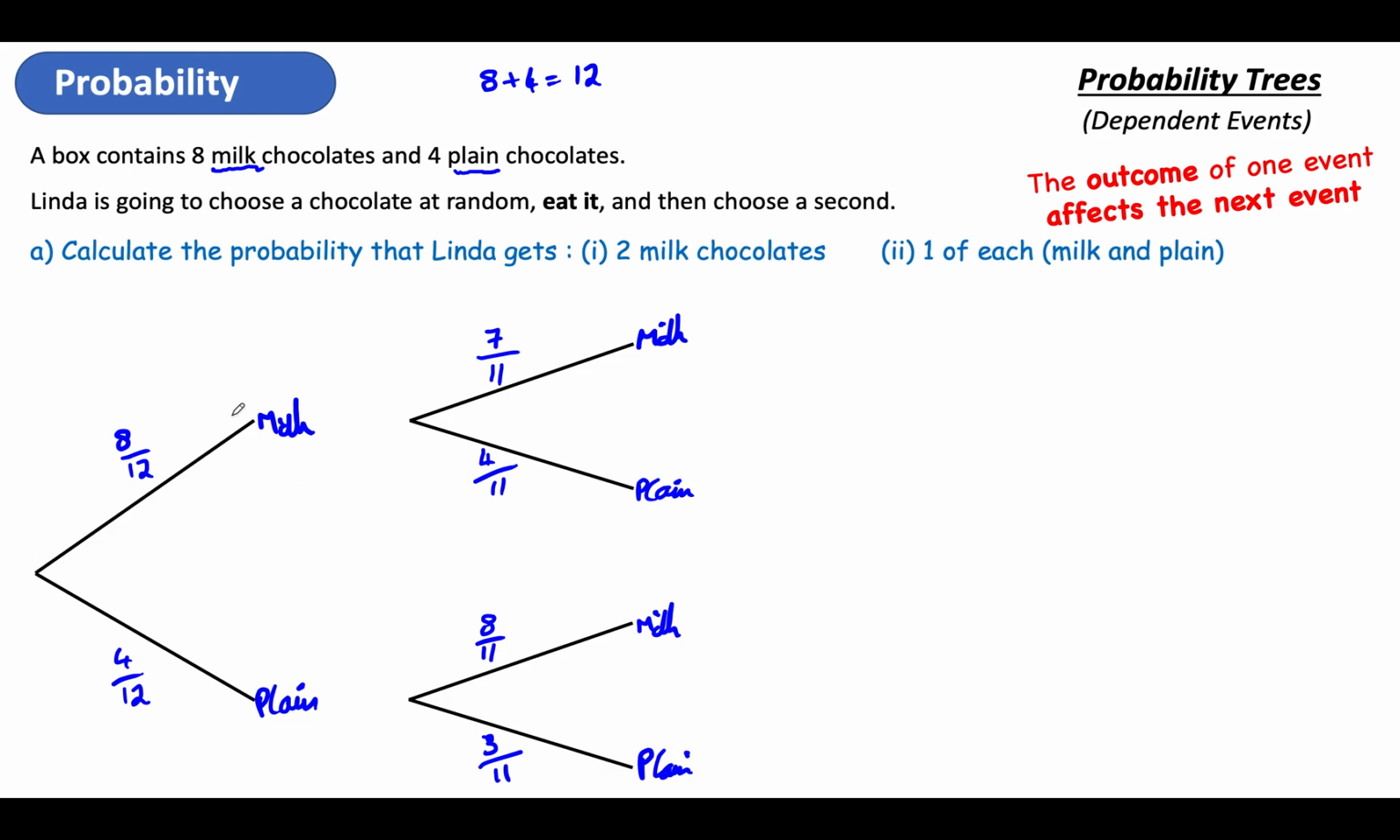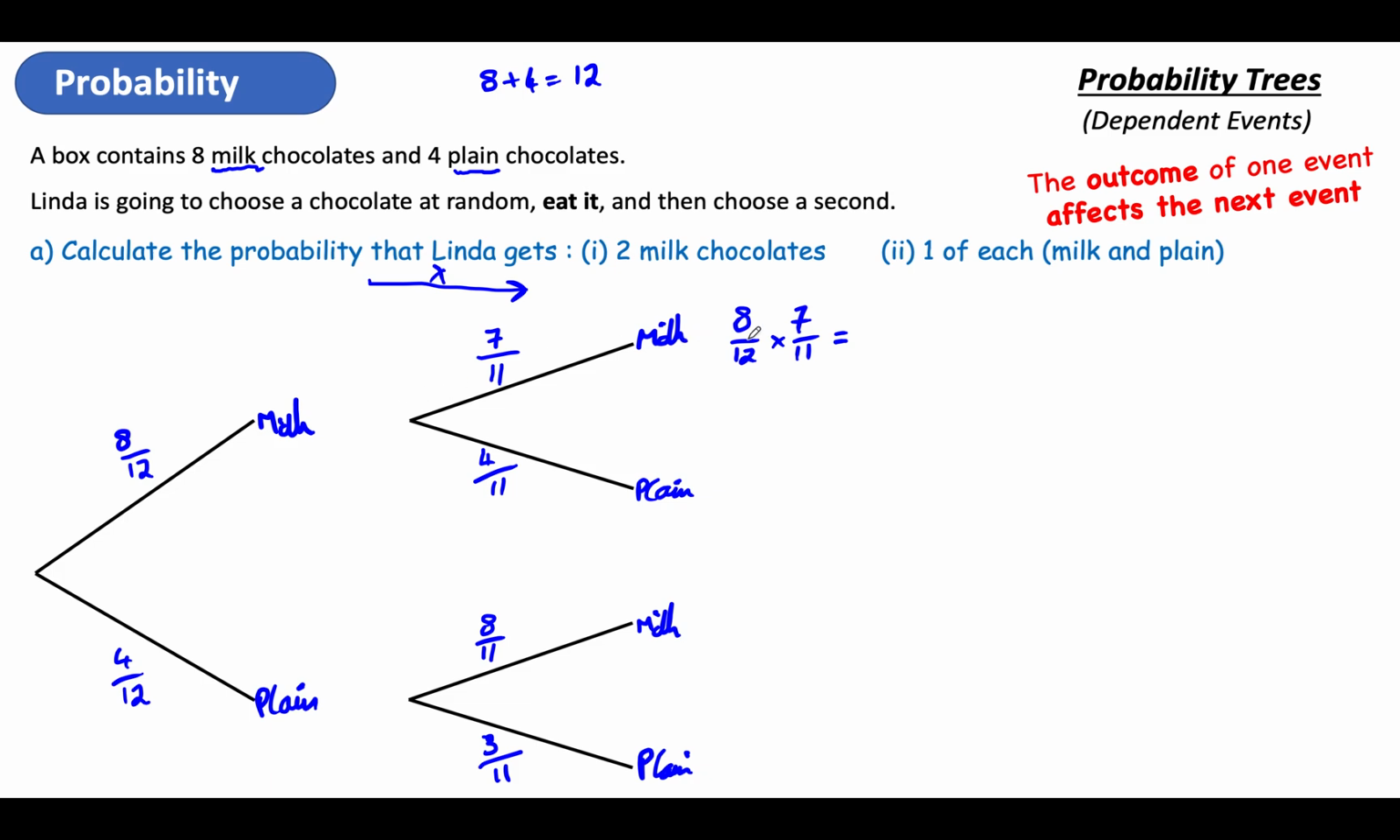Well, that would be going up here and up here. It would be this journey across. Remember, we said when we go along the branches, we multiply. When we go down the branches, we add if we need to. But so let's go along. So I've got 8 out of 12 times by 7 out of 11.